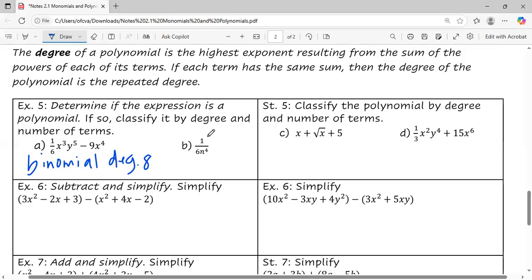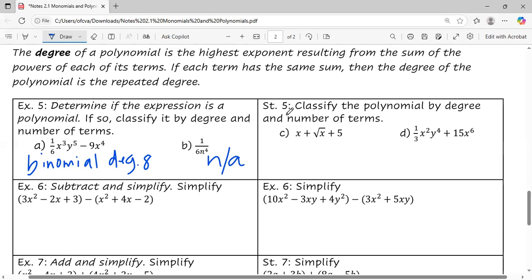So classify, if we get ready to classify a monomial, one of the things that we cannot have is a variable in the denominator. So as soon as you see that n to the fourth on the bottom, the 6 doesn't even matter. It's just the n to the fourth that is the problem. This cannot be classified, so this is NA. Remember, for Algebra 2, don't leave anything blank. If there is no solution to whatever you're working with, you write NA, not applicable.